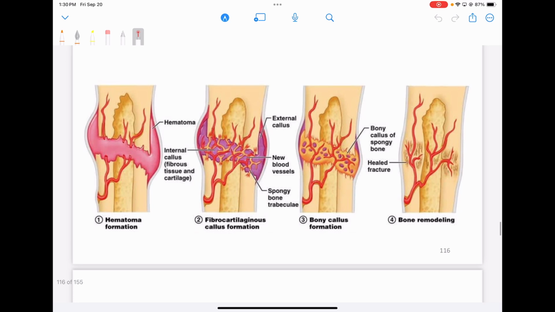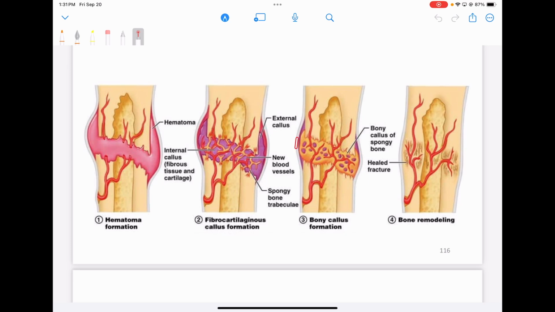So again, here we have our fracture. There's the hematoma forming from all those blood vessels that got destroyed and ripped. Blood's going to still pour into that area. Then we start getting new vessels starting to form to bring the two pieces of bone back together.